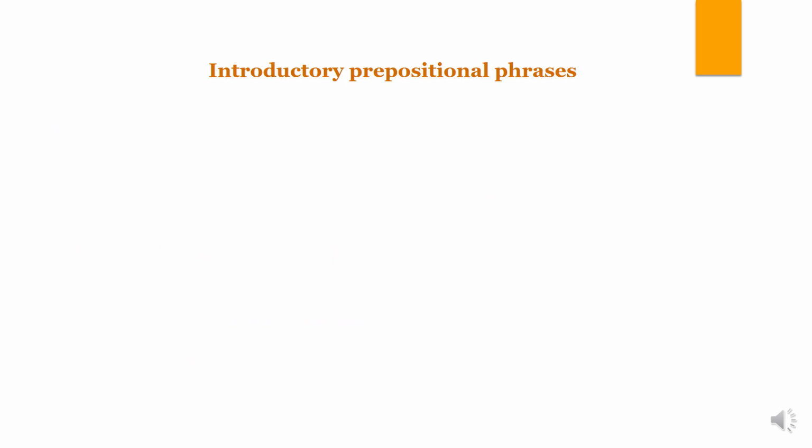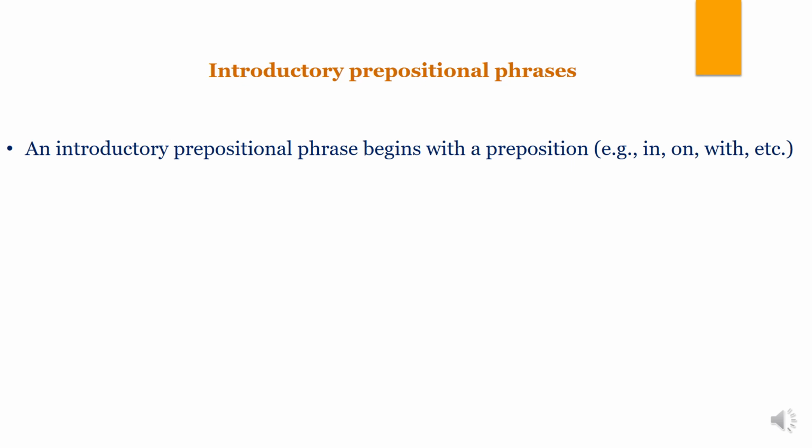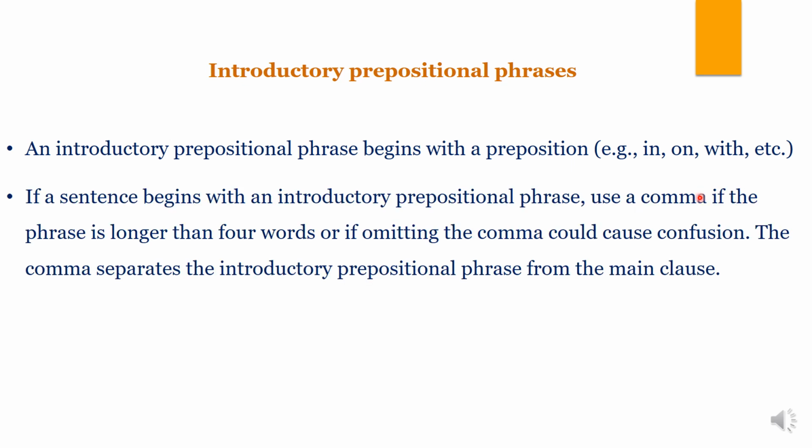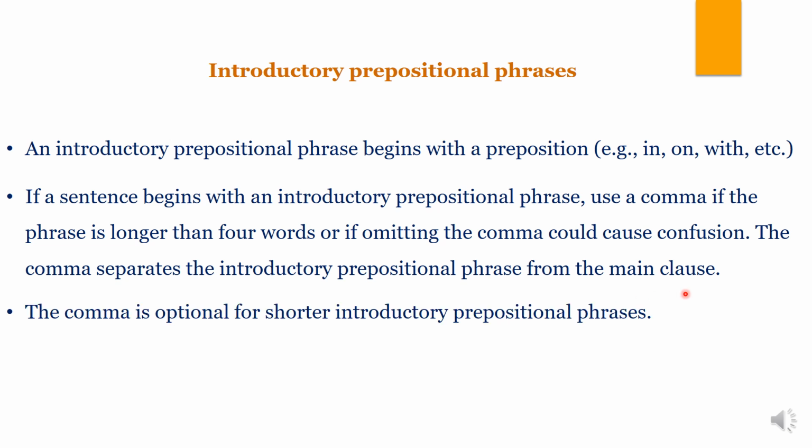First, introductory prepositional phrases. An introductory prepositional phrase begins with a preposition. Examples of prepositions are in, on, with, etc. If a sentence begins with an introductory prepositional phrase, use a comma if the phrase is longer than four words or if omitting the comma could cause confusion. The comma separates the introductory prepositional phrase from the main clause. The comma is optional for shorter introductory prepositional phrases.